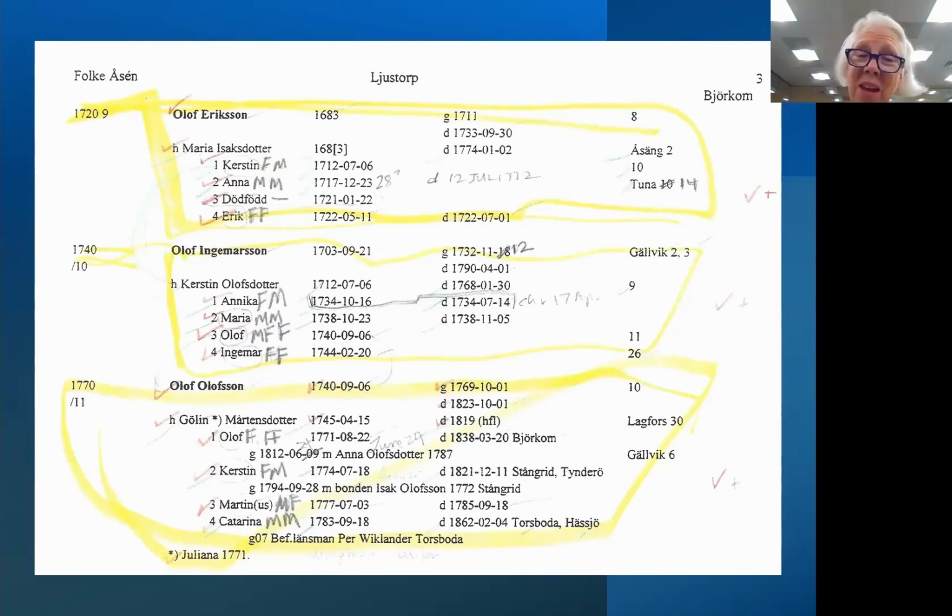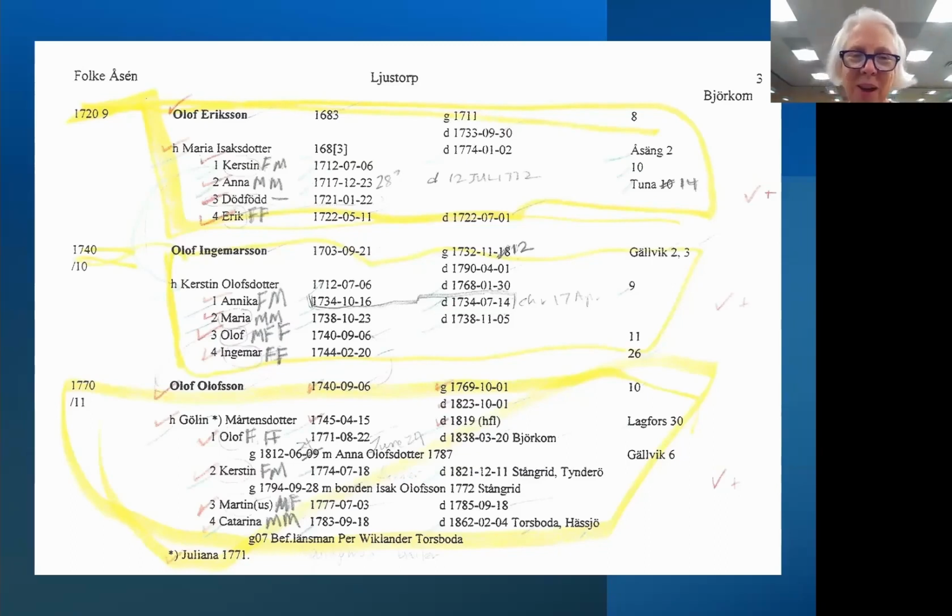Then in the next family, Olaf Ingmarsson married to Kerstin Olofsdotter, family number 10. First daughter named after father's mother, second daughter named after mother's mother, first son named after the mother's father and the father. That always makes it interesting. Because of the name repetition being ubiquitous, you can get these combo names where a person has a double memorial name. And then Ingmar is obviously the father's father from Olaf Ingmarsson's surname.